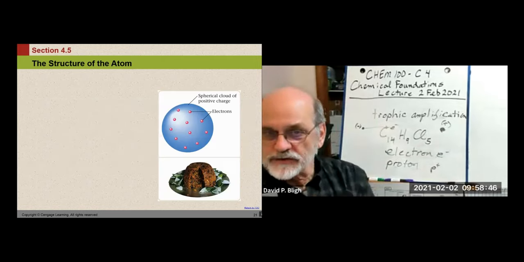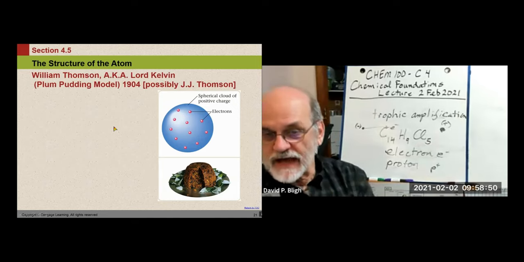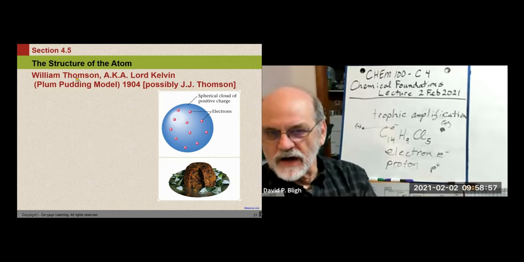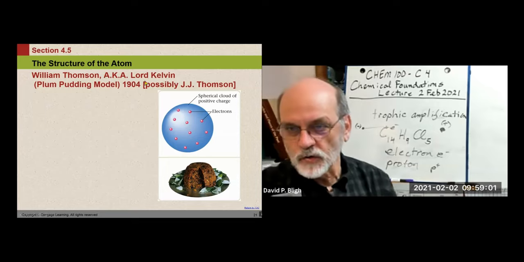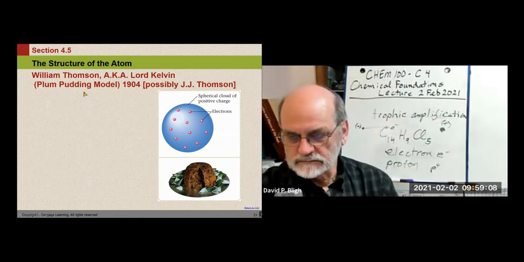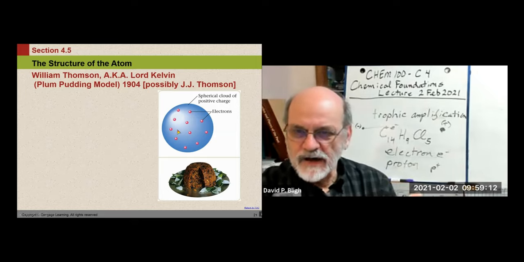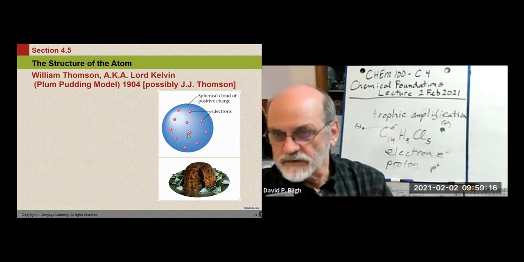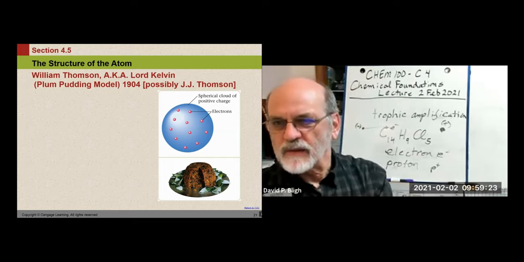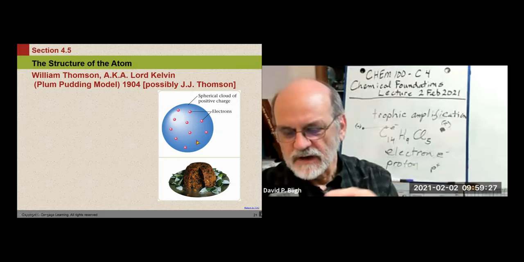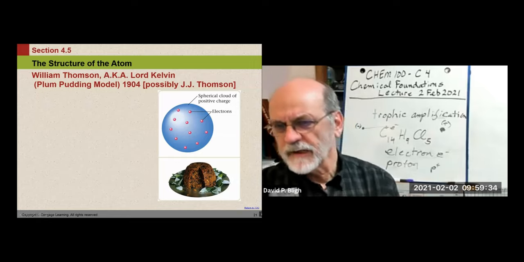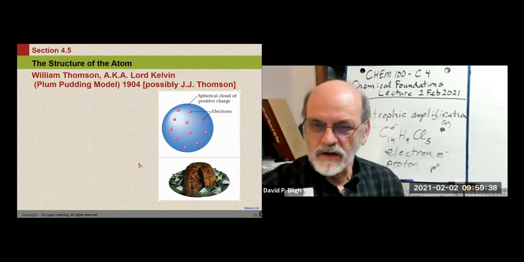So now we had those two particles identified, and other scientists, some speculate that J.J. Thomson himself proposed this model, but others attribute it to William Thomson, who was also known as Lord Kelvin, the same guy that invented the Kelvin temperature scale, proposed the plum pudding model. They said, okay, we've got these electrons in here, but the positively charged part of the atom is the rest of the matrix, and they're equal in magnitude. So they said, well, it looks like plum pudding. The positively charged part of the atom is this pudding stuff, and the little pieces of fruit in there, I can't remember what they are, raisins or gooseberries or something, those are the electrons. The plum pudding model, they call it.